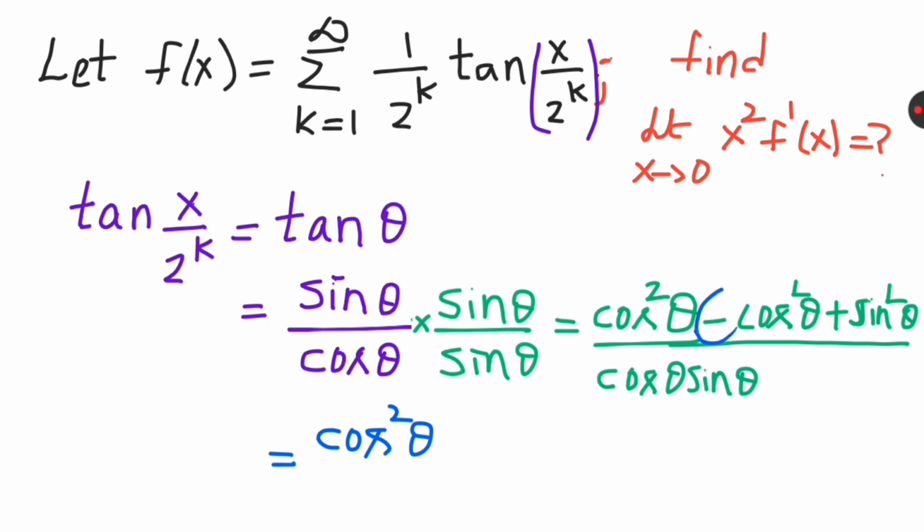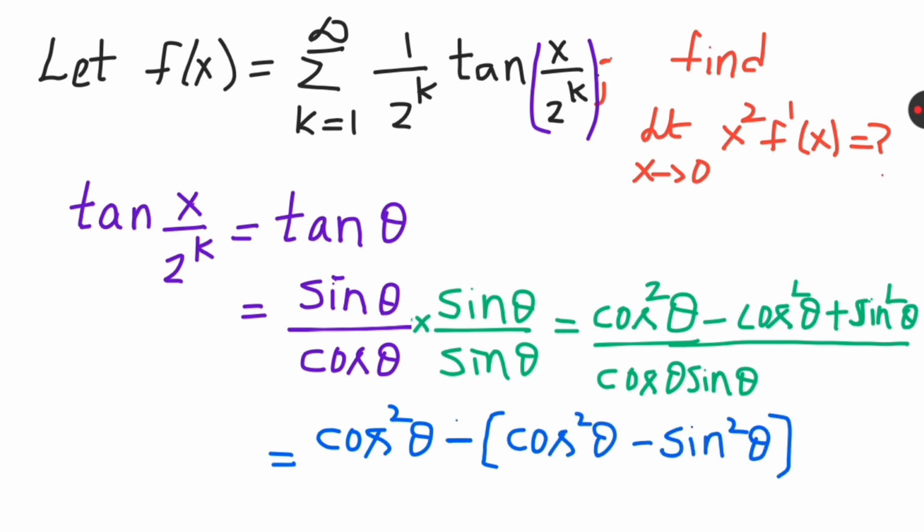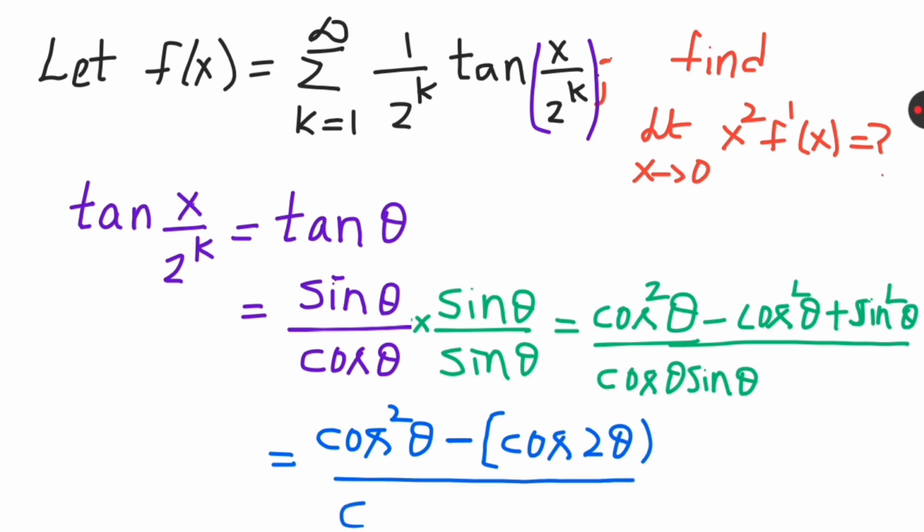So here we have a minus and here we have a plus, so let's take minus as common. If we take minus as common, we are left with cos square theta minus sin square theta, isn't it? Minus into minus gives plus sin square theta. Now see here, cos square theta minus sin square theta is nothing but cos 2 theta. At the denominator we have cos theta sin theta.